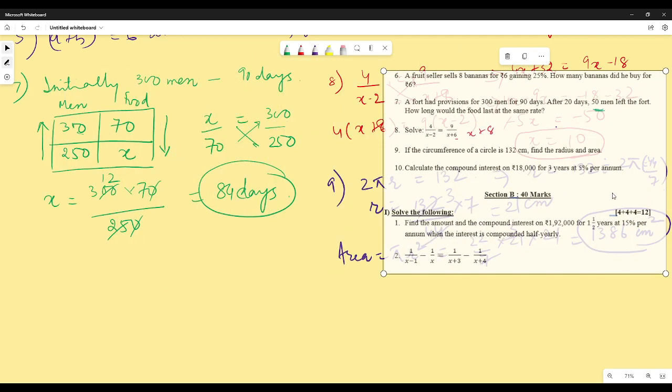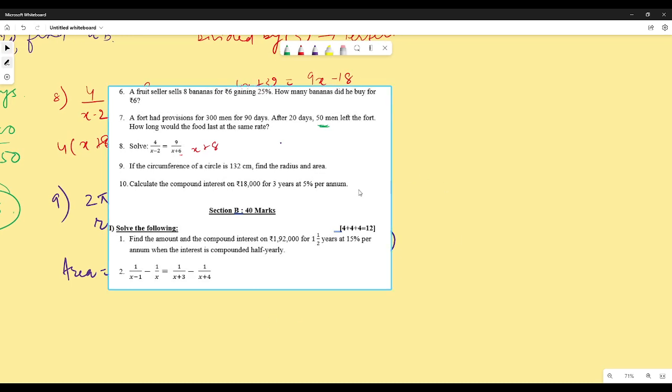Now let us move ahead with the next question. Calculate the compound interest on 18,000 rupees for 3 years at 5% per annum. Let us take up question number 10 over here. Now you know the formula for compound interest. We do not calculate the compound interest directly, but we find the amount, which is P into 1 plus R by 100 to the power of N, right? Here N stands for the time segments. So let us apply this.